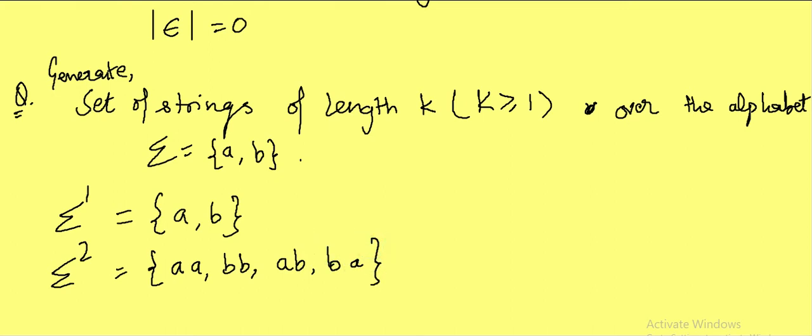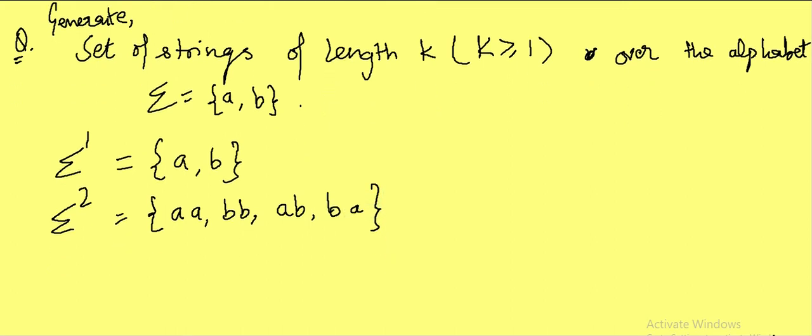So we can generate this type of strings of length 2. Again, since the value of k is greater than or equal to 1, for length 1 we have A and B, for length 2 we have AA, BB, AB, BA, and we can take length 3 as well, right? So it will be AAA, BBB, then ABB.